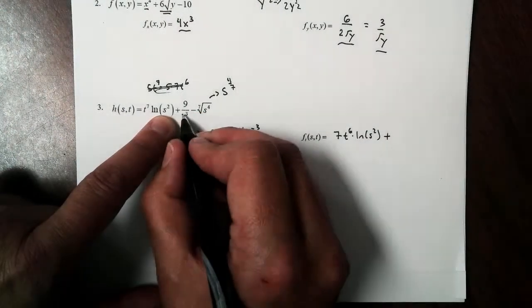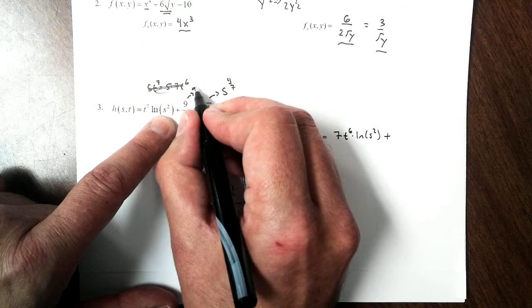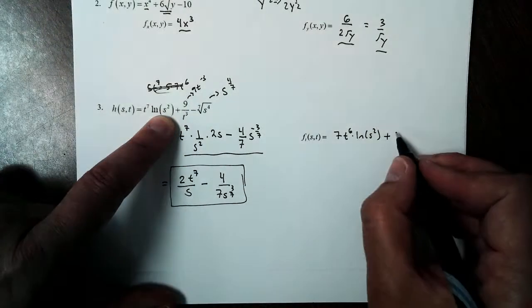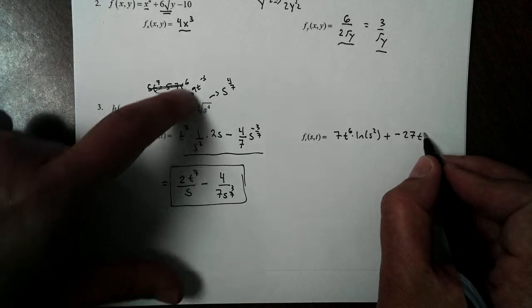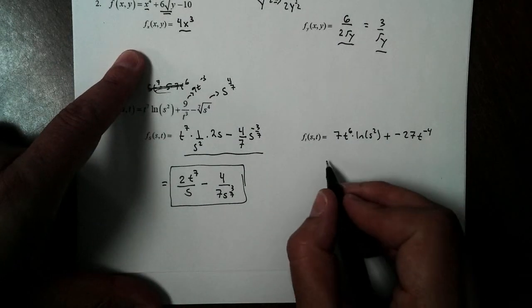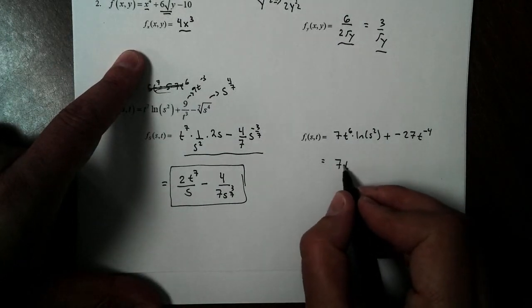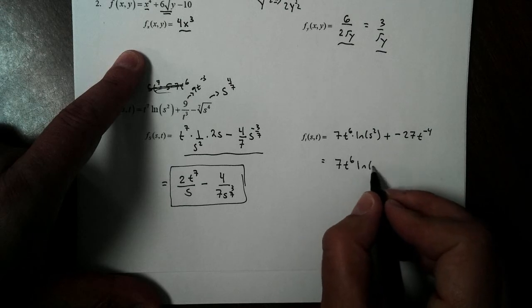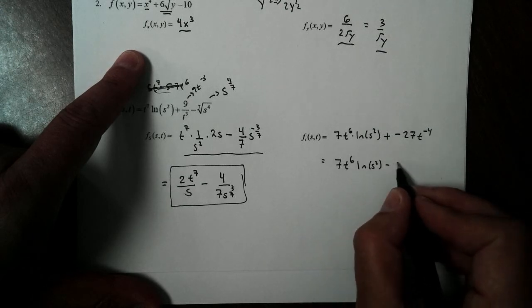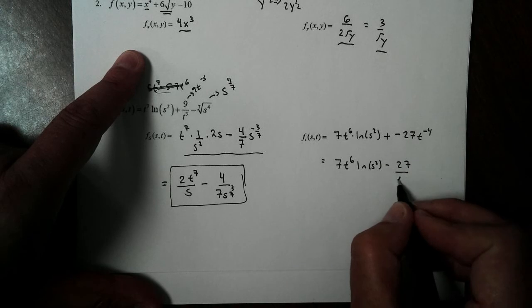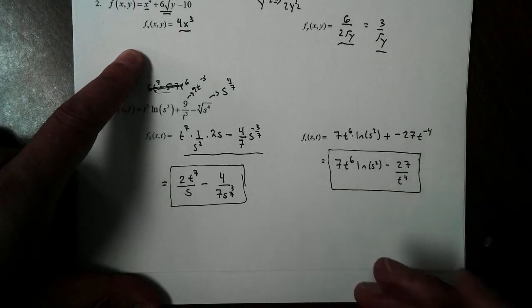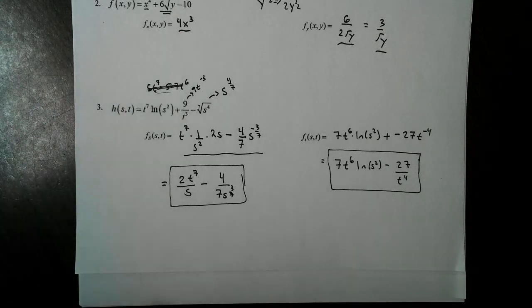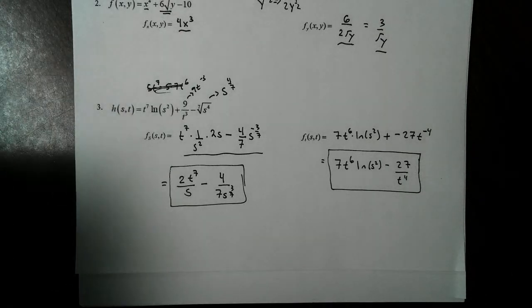Plus, this is a little bit tougher. That's 9t to the negative 3. So that becomes minus 27t, subtract 1, negative 4. And I could write that as 7t to the 6th, natural log s squared, minus 27 over t to the 4th. Leave it alone. Don't fix it. If you want to write it as a single fraction, I suppose you can. Right there.